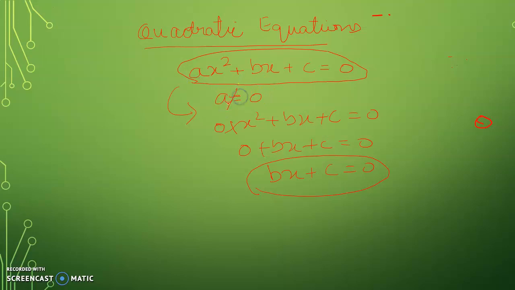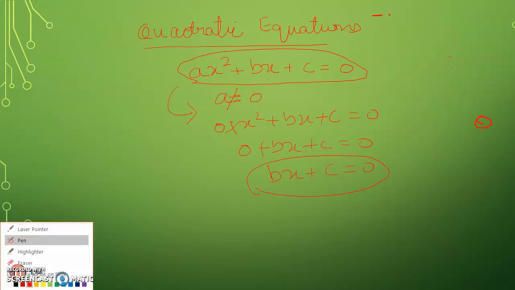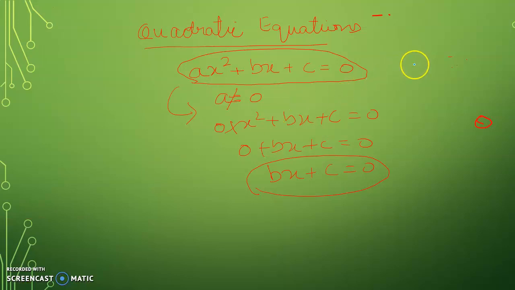Have you followed? If you remember, when I was telling you about rational numbers, any number which can be represented in the form of p upon q, the condition was that q is not equal to 0, right? Similarly, from here, ax square plus bx plus c is equal to 0, a should not be equal to 0.